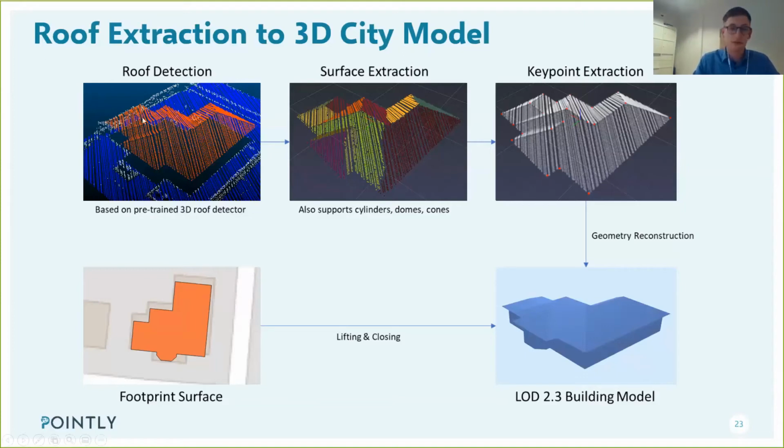structure from the point cloud, and we did this by first classifying the point cloud again into roofs, separating them from the ground and other things, and then extracting the surface and key points from that to generate simplified roof models.